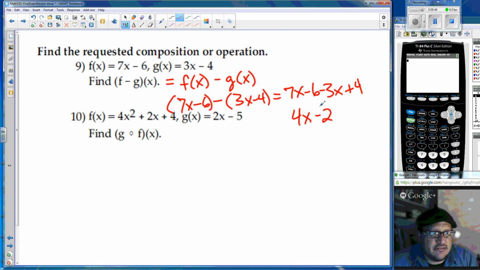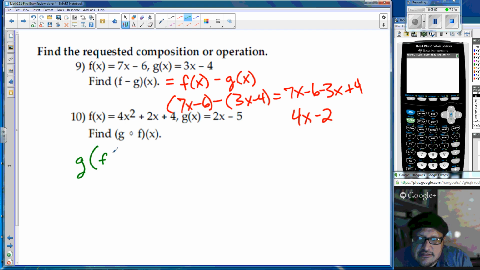On a good multiple choice test, it will have the negative version here. So one of the options will be 4x minus 10. A lot of students will choose that because a good multiple choice test knows which mistakes you're likely to make. Here we're going to do g.